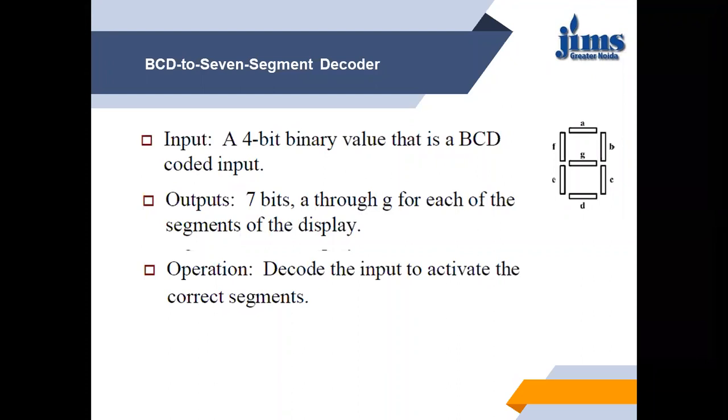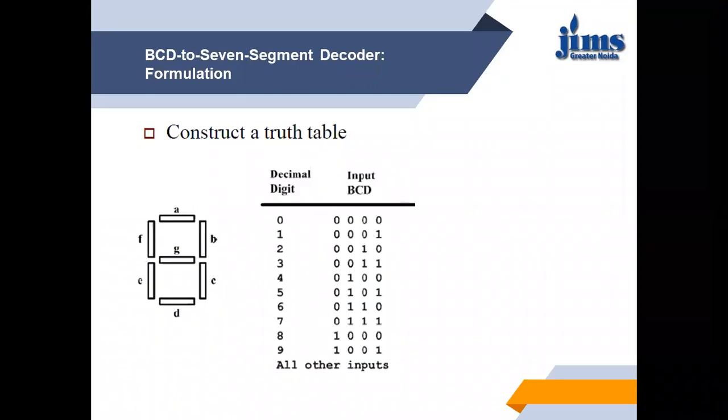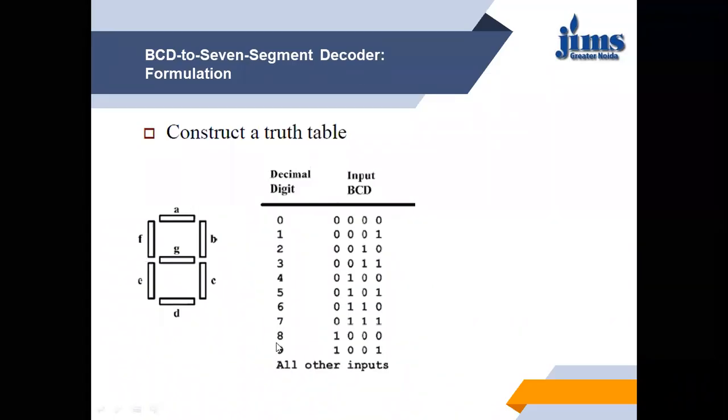You have seen this many times in the lift, at the red light, and in the display of a counter. That is done with the help of a BCD to 7 segment decoder. Now let us construct the truth table for the BCD to 7 segment decoder. Here is your display. Input is a 4-bit BCD, meaning 0 to 9. We have BCD 0000, 0001, up to 1001, that is 9.